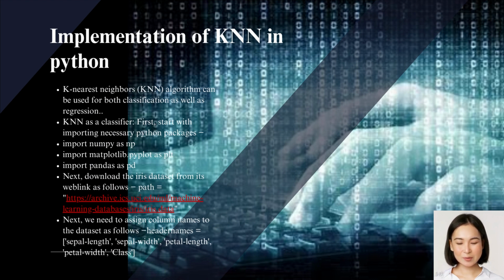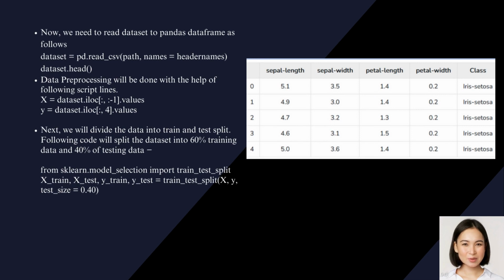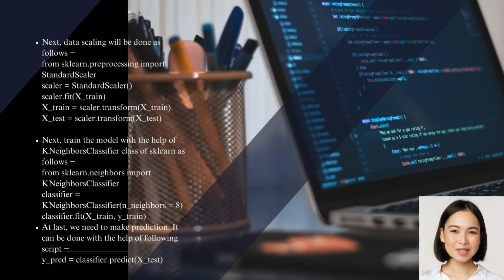The provided code illustrates the use of the K-Nearest Neighbors (KNN) algorithm as a classifier on the Iris dataset. After importing essential Python libraries, the Iris dataset is downloaded and assigned column names. The dataset is loaded into a Pandas data frame, and data preprocessing is carried out by extracting features and target labels. The dataset is split into training and testing sets, with 60% used for training and 40% for testing. Data scaling is performed to standardize feature values.